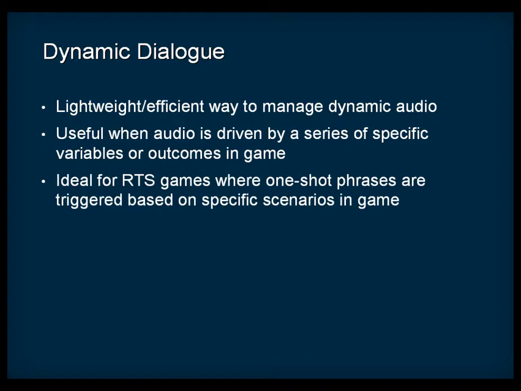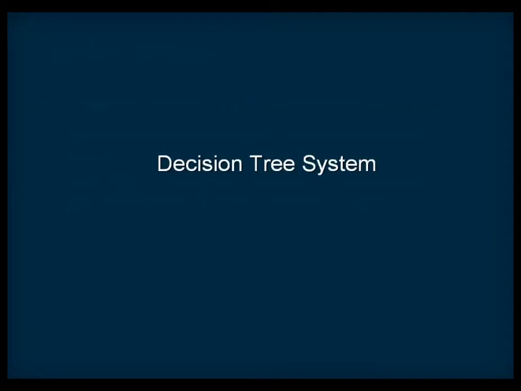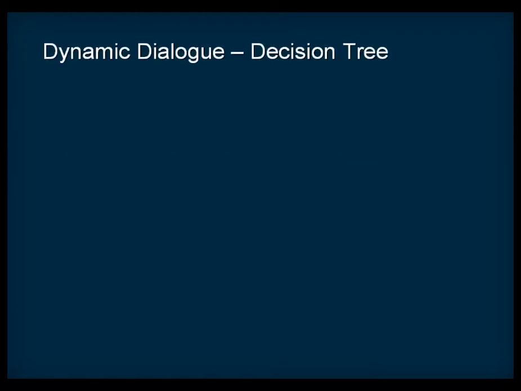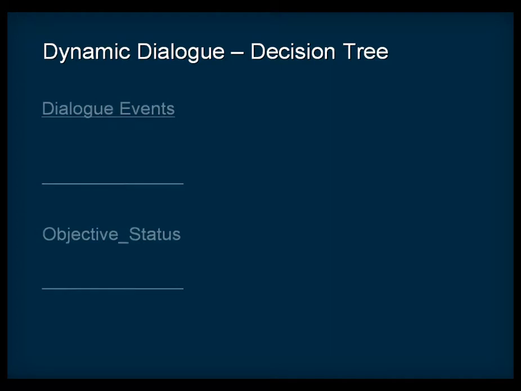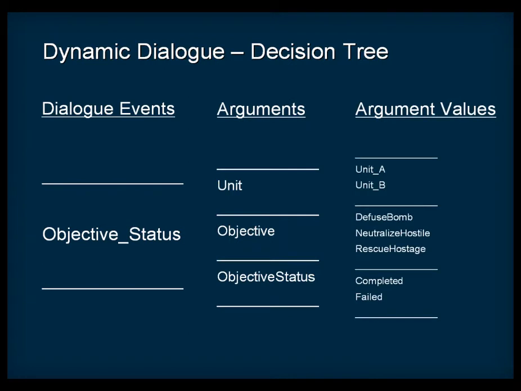This works really well for real-time strategy games where a lot of one-shot phrases can be triggered based on the specific scenario in-game. The dynamic dialogue system uses a decision tree mechanism to determine which piece of dialogue to play at any particular moment in-game. The decision tree is made up of three components: dialogue events, arguments, and argument values. When a dialogue event is called, Wwise uses the decision tree to determine which piece of dialogue to play.